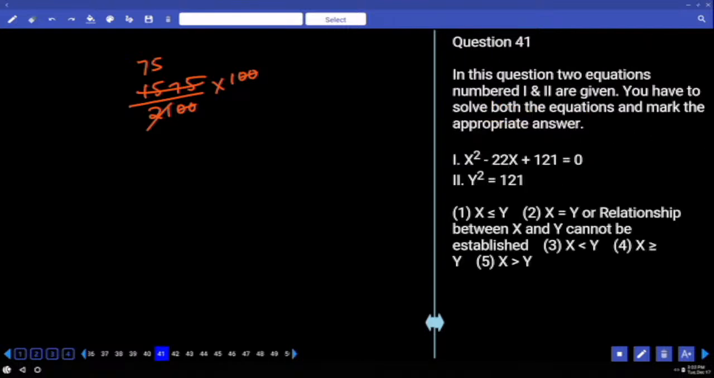Quadratic. 221 means, ఇనీషియల్గా 11, -11, -11, -22, ఫైనల్గా +11. y square value 121 means y value plus or minus 11. Answer: x is greater than or equal to y.